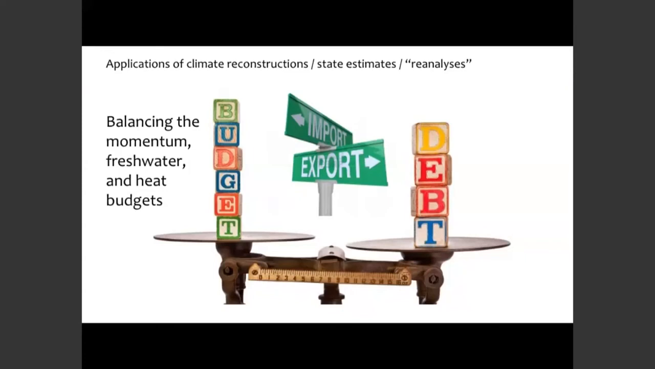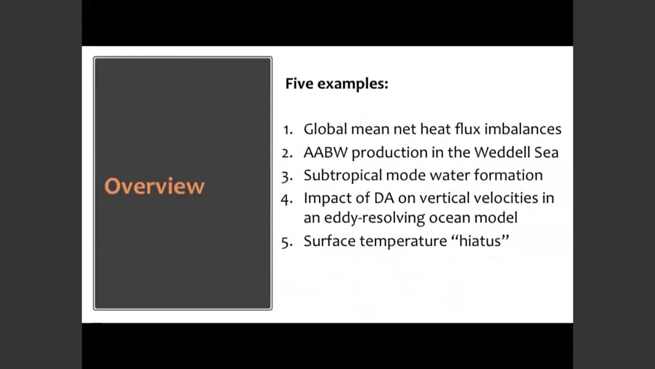These are just 5 examples that I'm going to give: from global mean heat flux imbalances that probably most of you are aware of, to water mass transformation in the ocean, which is really of importance for us in the ocean climate community, on short timescales, to the impact of unobserved but diagnosed processes that may be very important if we couple, for example, ocean models with biogeochemical models.